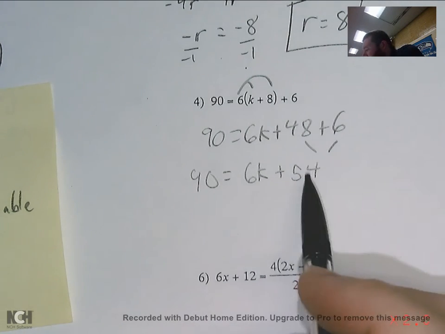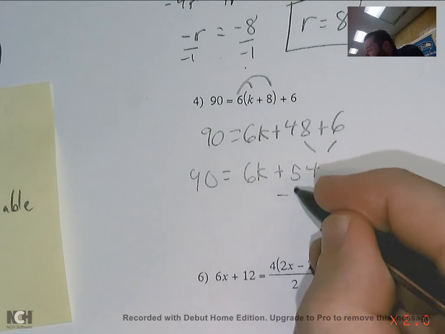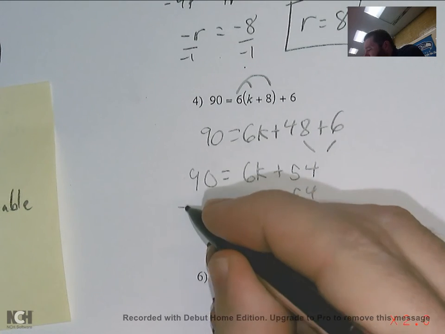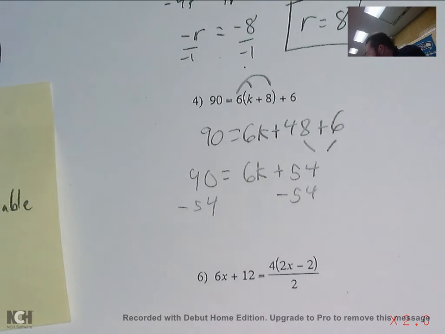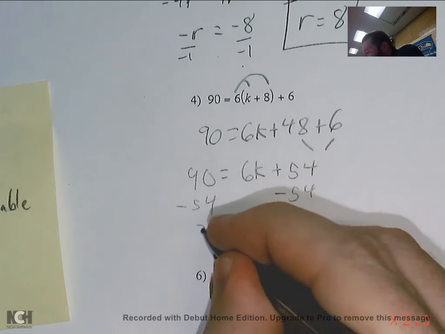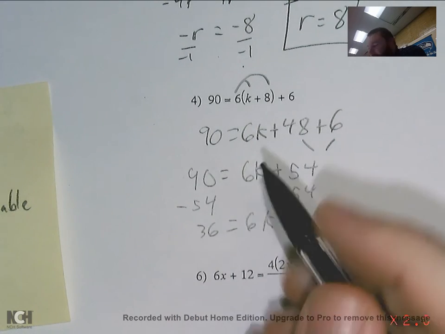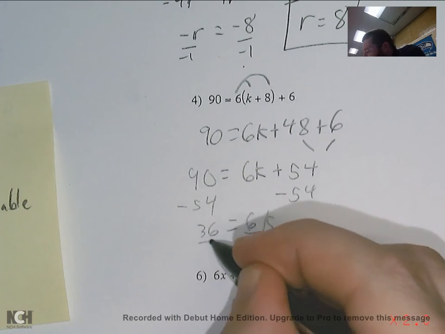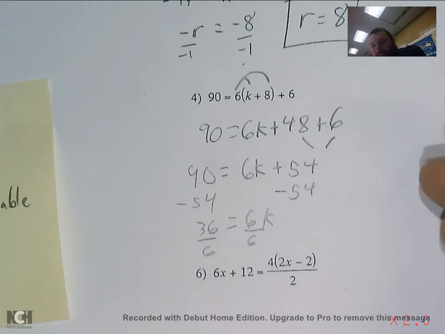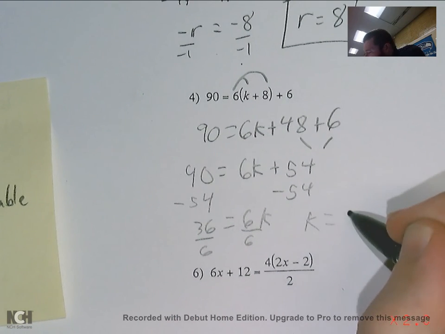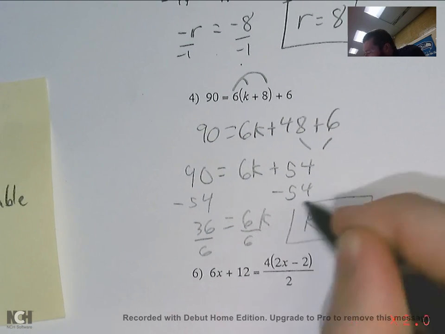So I've got a two-step equation. I'm going to subtract the 54 to each side. So 90 minus 54 is 36, is equal to 6k. And then my last step, I'm going to divide by that 6, and k is going to equal 6. And I'm done.